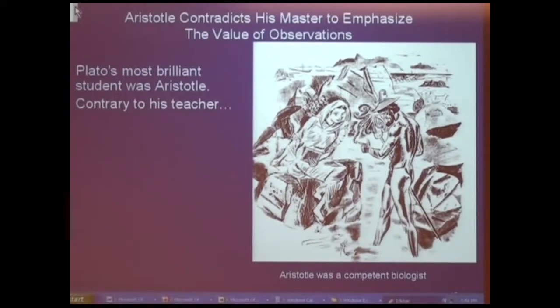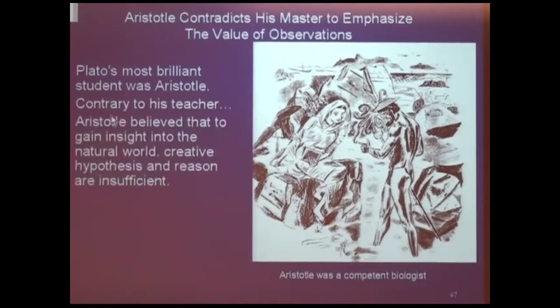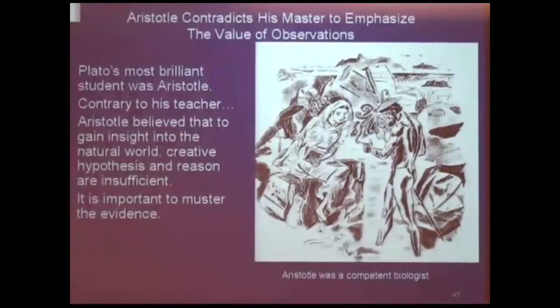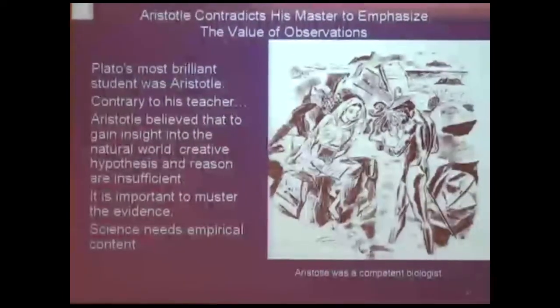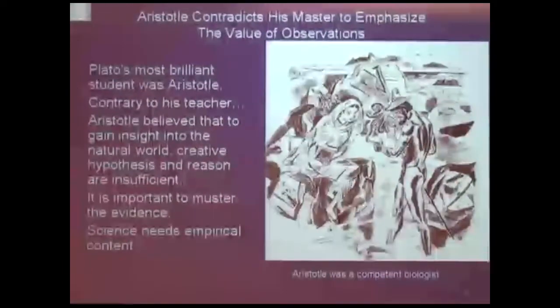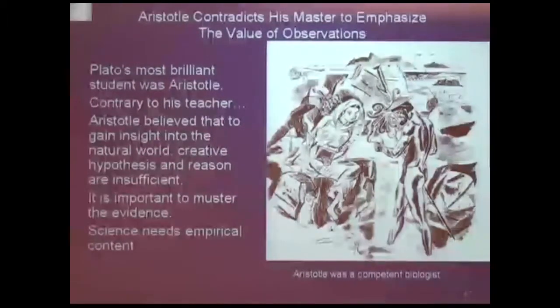So contrary to his teacher, Aristotle believed that to gain insight into the natural world, creative hypothesis and reason are needed. In fact he used them, but they are insufficient. It's important to gather evidence. It's important to make observations and to gather the evidence. And today we call that empiricism. Empirical content is very important for science.